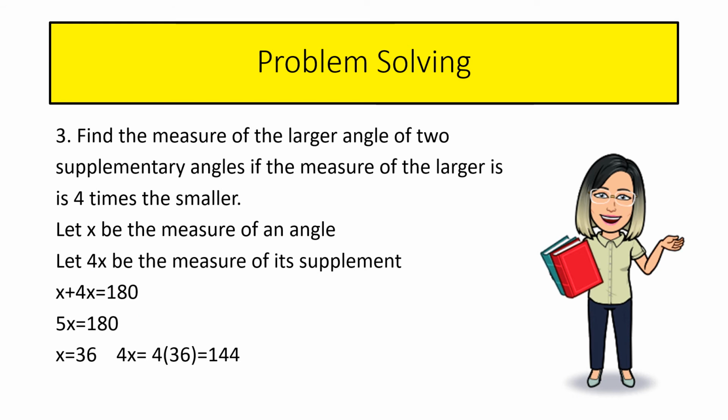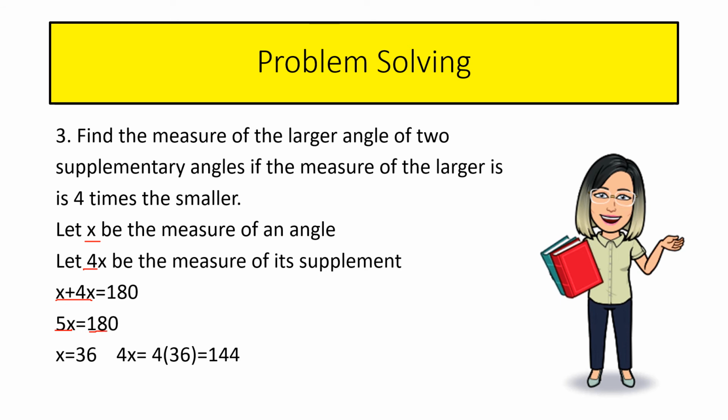The problem is, find the measure of the larger angle of two supplementary angles if the measure of the larger is 4 times the smaller. Let x be the measure of an angle, and let 4x be the measure of its supplement. So we need to find the sum of x plus 4x. What is x plus 4x? x plus 4x equals 5x.